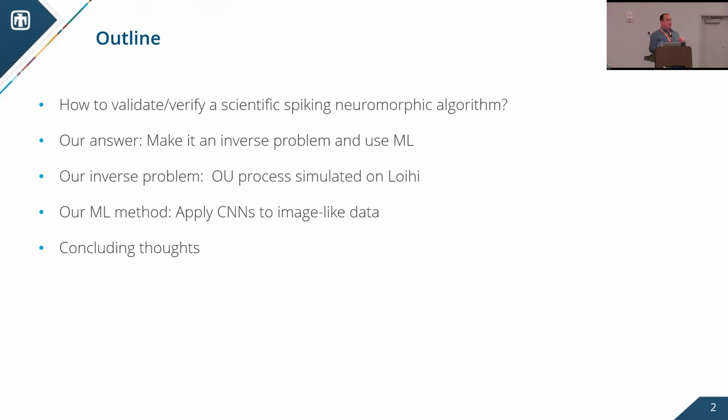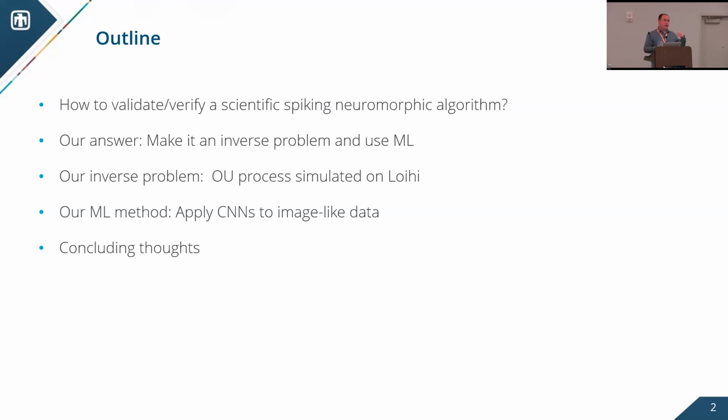The answer that's the focus of this contribution is taking a scientific neuromorphic algorithm, a physics code, if you will, and creating an inverse problem from that, and then applying machine learning to solve that inverse problem. The hope here is that we can do that in a somewhat automated fashion without too much domain knowledge, which would be nice because then we can apply that to multiple algorithms, right? We don't want this to be specific to our work.